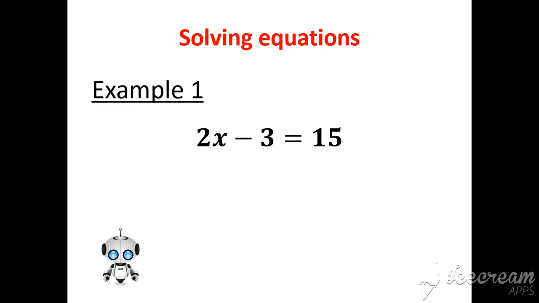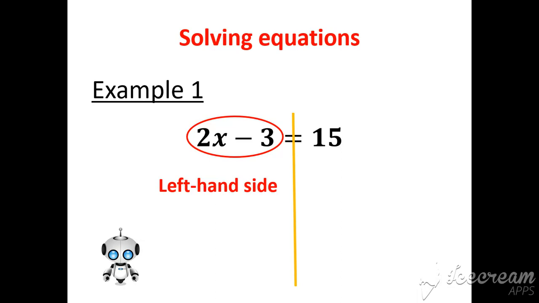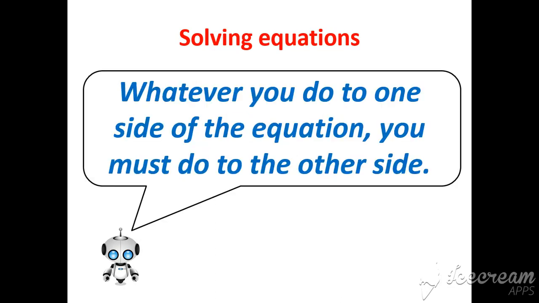So here's the key thing. We put a line down the equal side, creating a left-hand side and a right-hand side. And our key rule: whatever you do to one side of the equation, you must do to the other side to keep it balanced and equal.